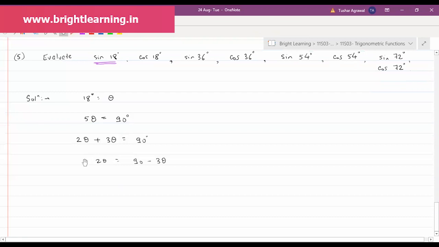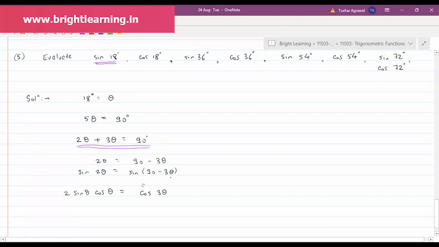So if I take sine on both the sides, sine 2 theta will be equal to sine of 90 minus 3 theta. What is sine 2 theta? Sine 2 theta is twice sine theta cos theta. Keep this in mind, theta is 18 degree. That is fixed. Only after that could we write this identity. This whole thing is true only because we were able to write this. Now twice sine theta cos theta is equal to sine of 90 minus 3 theta. Do you realize this? Sine of 90 minus 3 theta is cos of 3 theta.